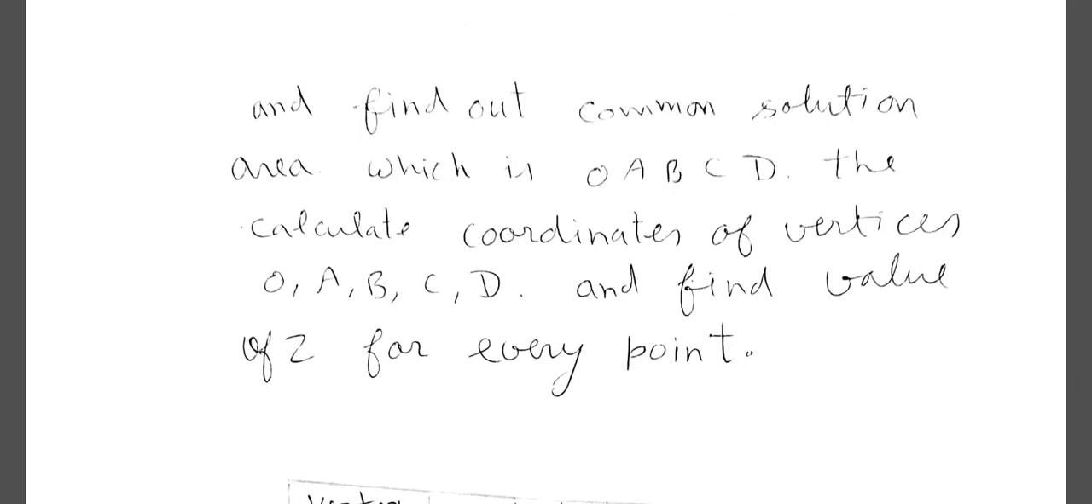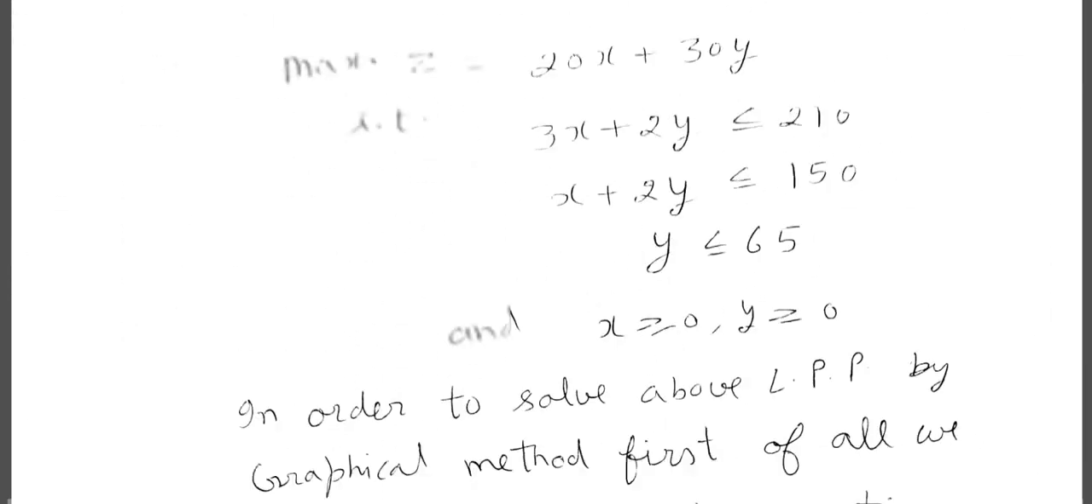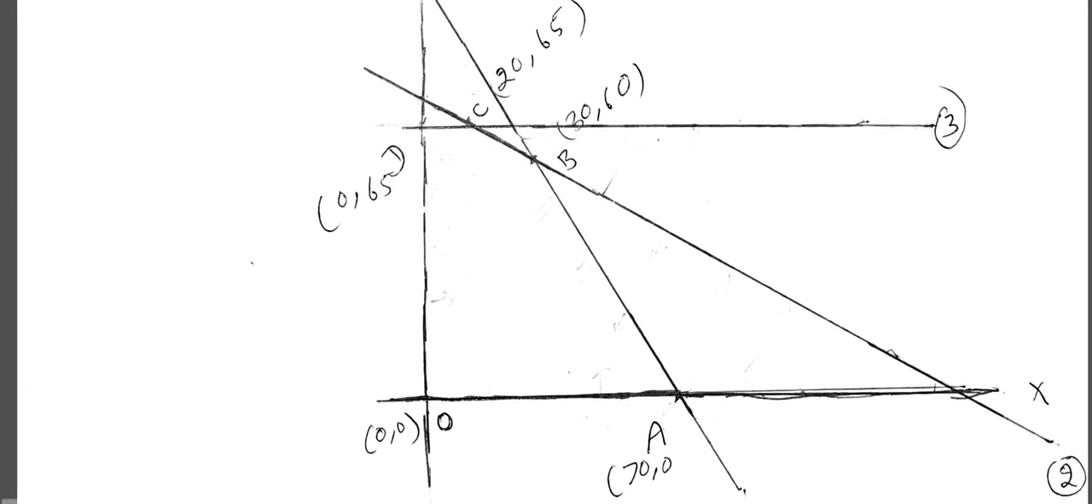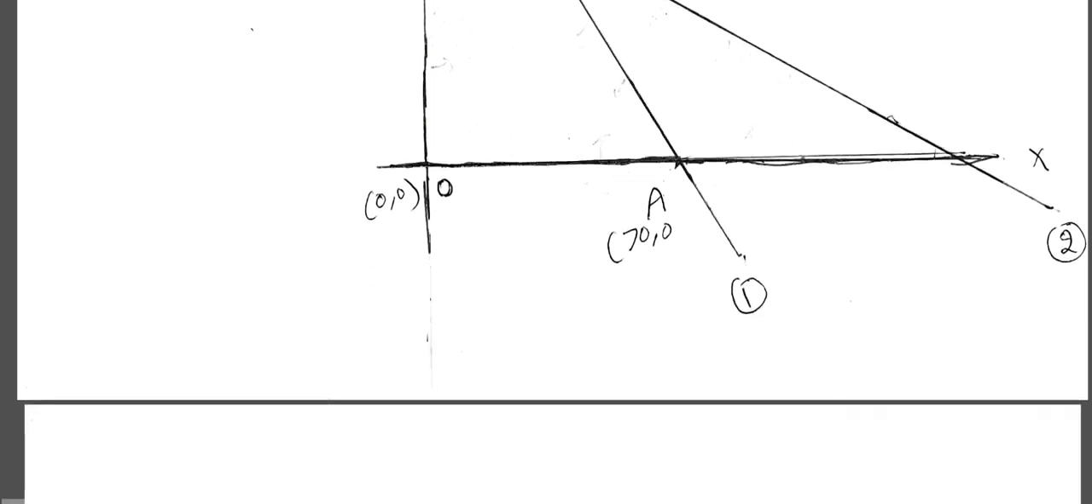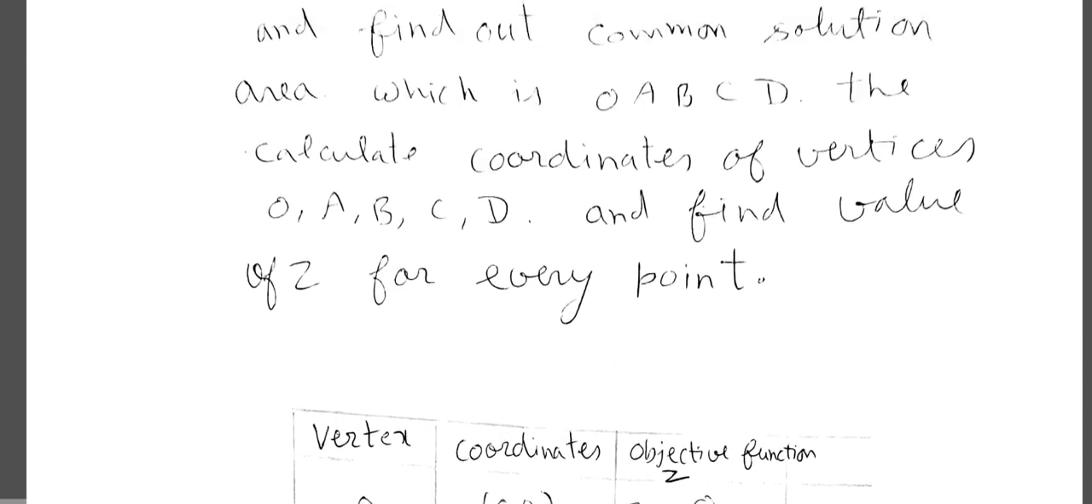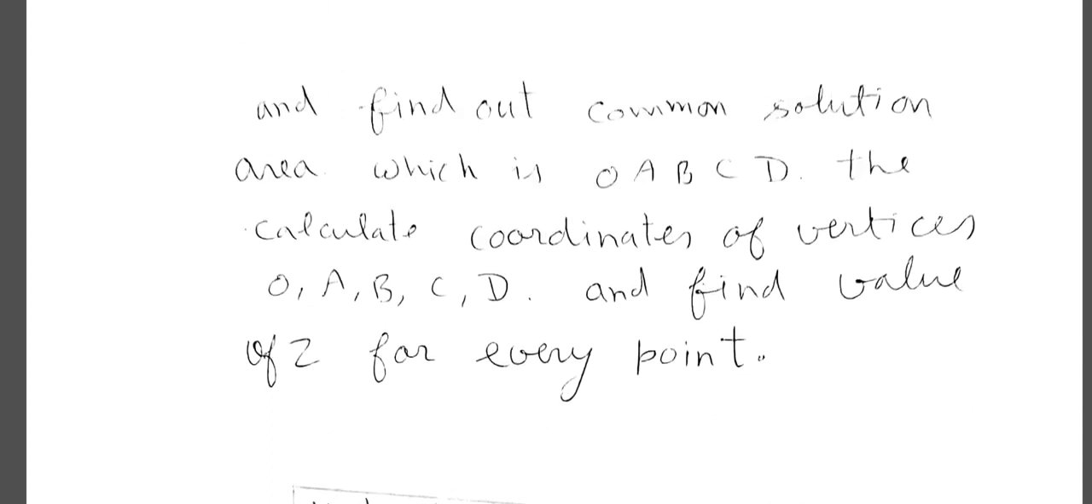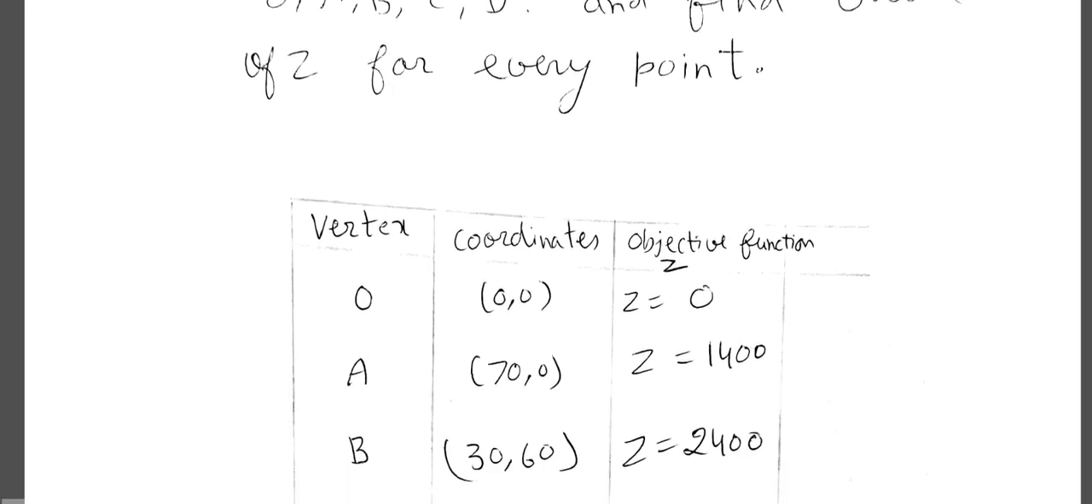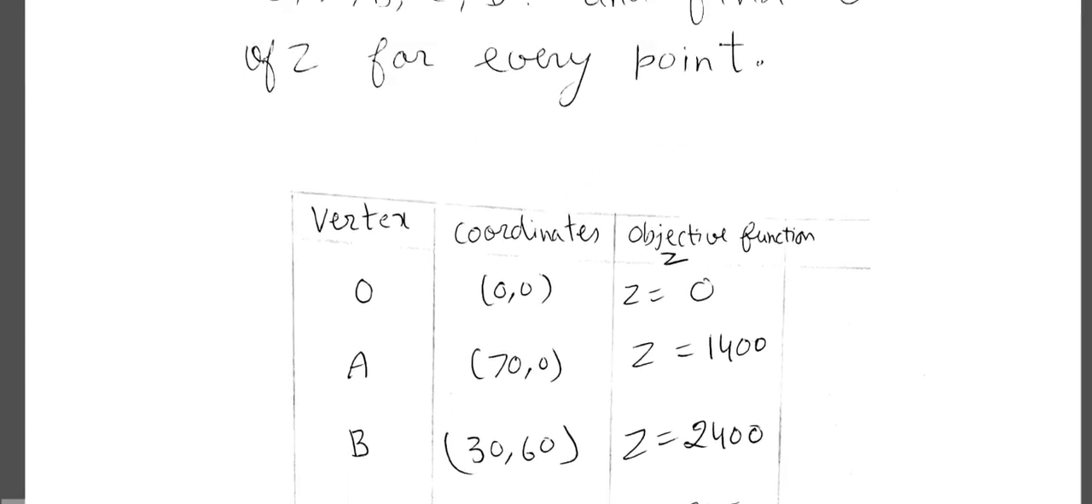Now we find out common solution area. Here you can see the common area which satisfies all the conditions is given by O, A, B, C, D. We have to then calculate coordinates of vertices O, A, B, C, D and then find the values of Z for every point. Here I have given these values in a tabular form.